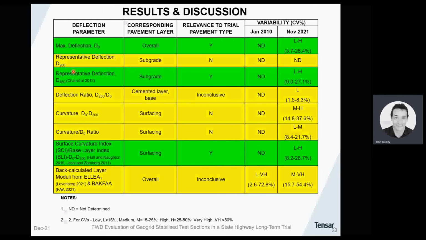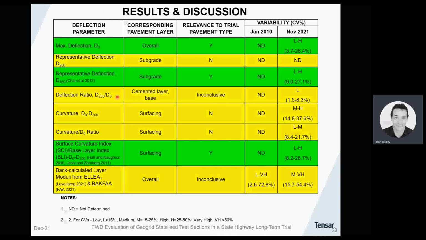Deflection ratio values proved to be inconclusive for both the 2010 and the 2021 testing. There were quite low CVs, but all of the trial sections were within the acceptable range of good base layer performance, and it was very hard to discern any trend or difference between each section. So that was left out of the assessment.